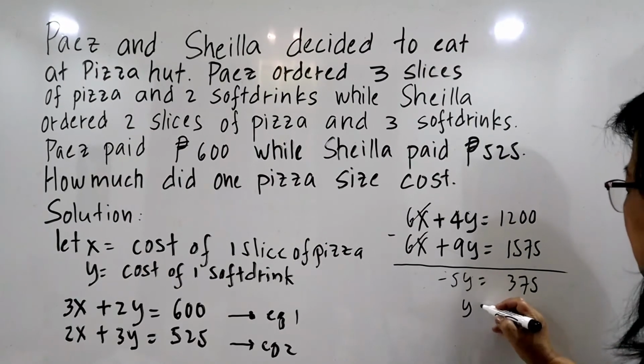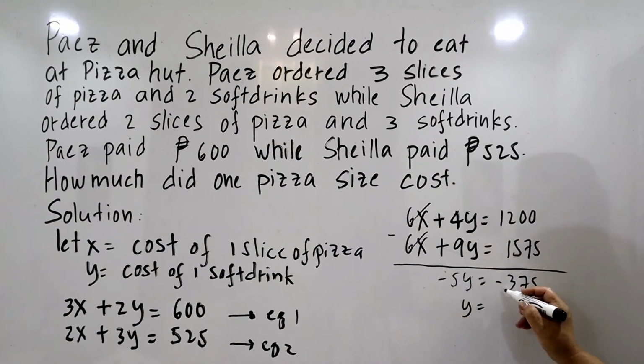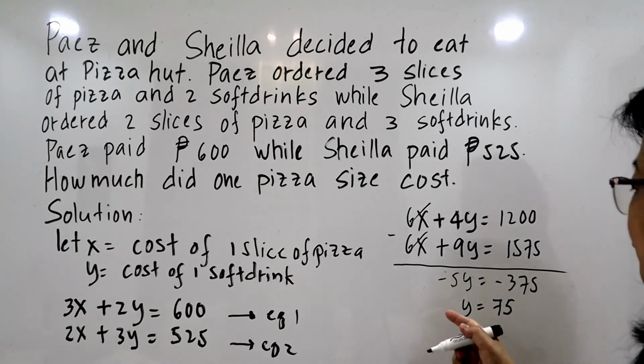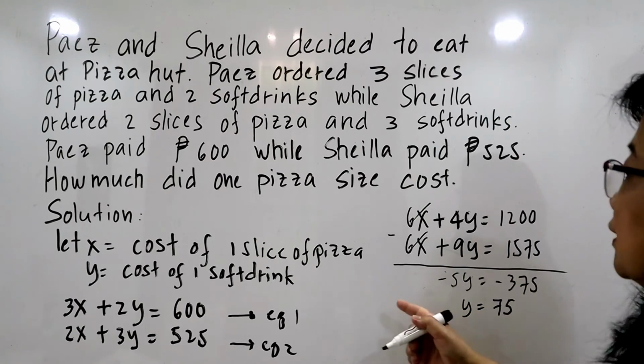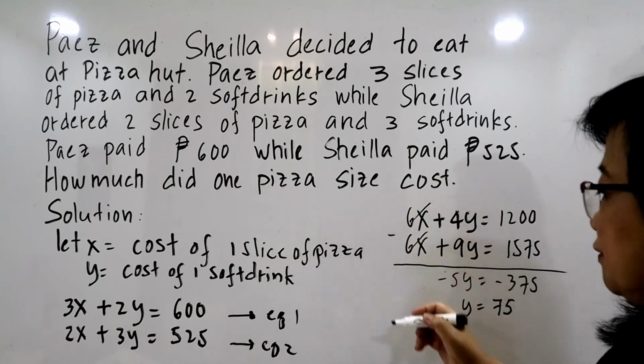Y therefore is equal to, of course, negative divided by negative equals positive. So, y is equal to 75. Now, this is the cost of one soft drink. Now, we have to solve the x, the cost of one slice of pizza. This is the one we are looking for.